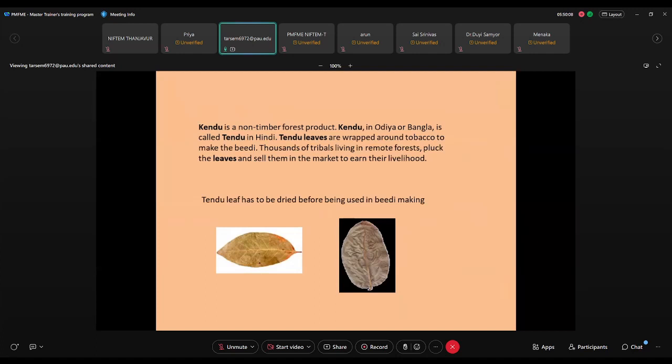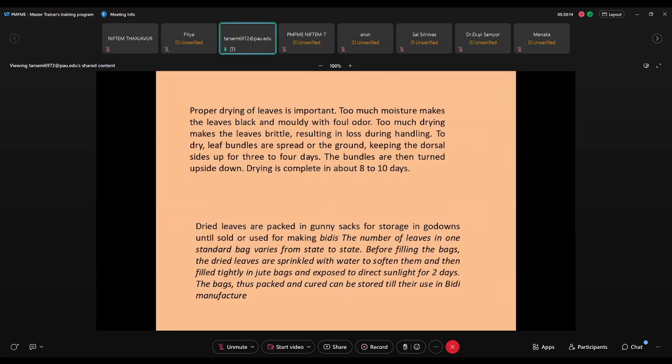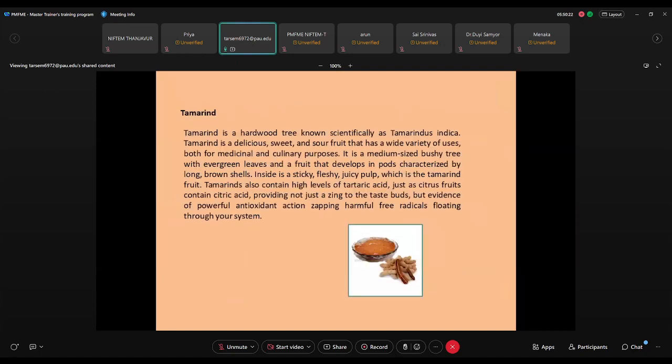I'm not very conversant with these types of processes, but here also drying is the major operation done in the fields, so that a proper industry is formed for this purpose. Then another crop is the tamarind, or what we call imli, and this is a very delicious sweet or sour fruit that has a wide variety of uses both for medicinal and culinary purposes.